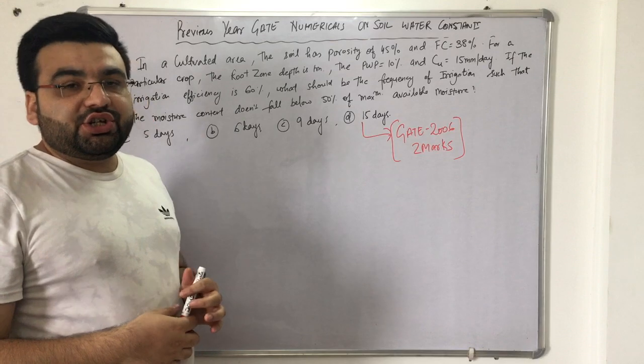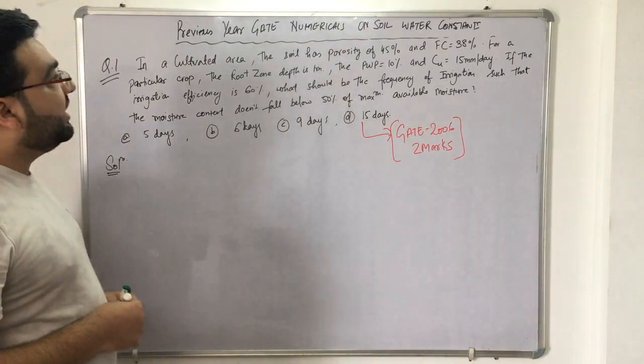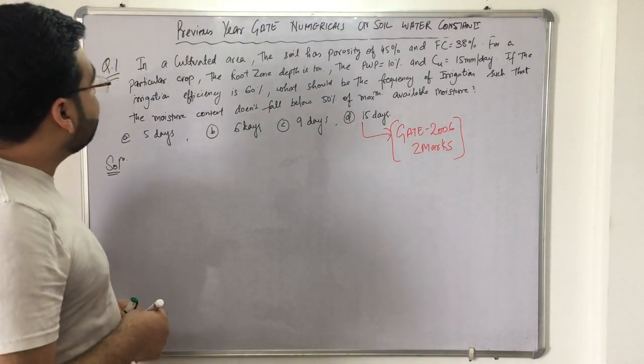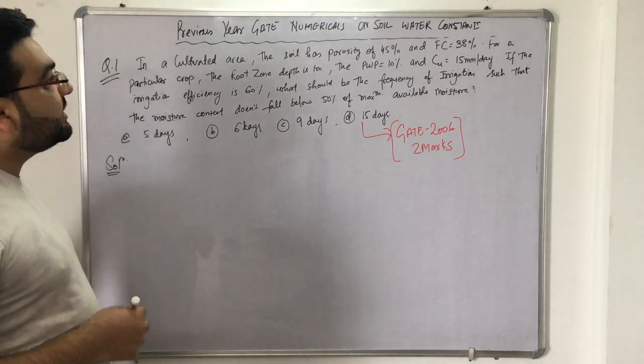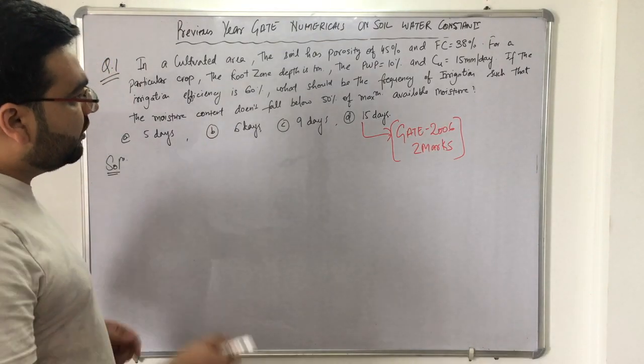Subject irrigation engineering, chapter soil water constants, topic previous year GATE numericals on soil water constants. So now students, let us solve some previous year numericals asked in GATE examination. This numerical was asked in GATE 2006, it was a 2 marks question.